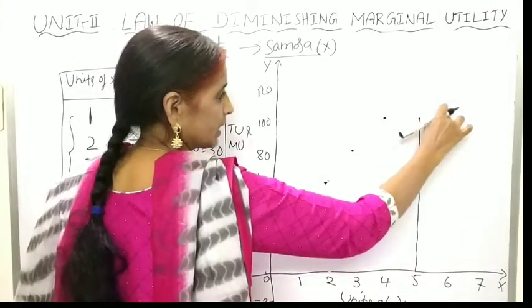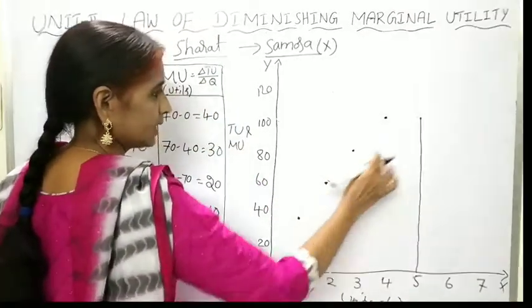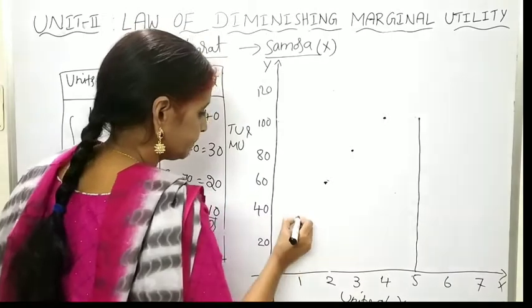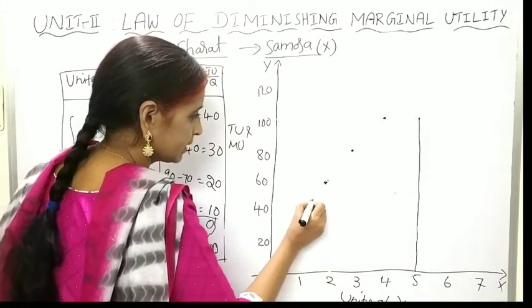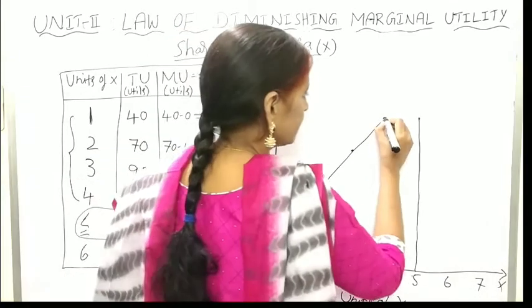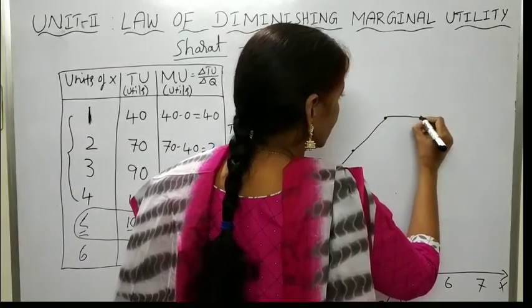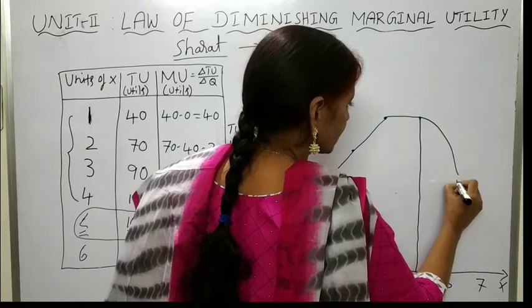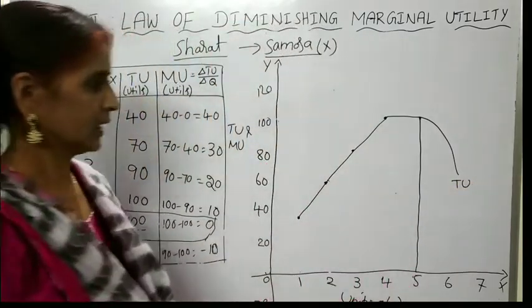After that the total utility will diminish now. That is the reason there is no use of the point. Okay, by combining these points we are able to derive the total utility curve. After that it will fall down. Okay, this is the total utility curve.